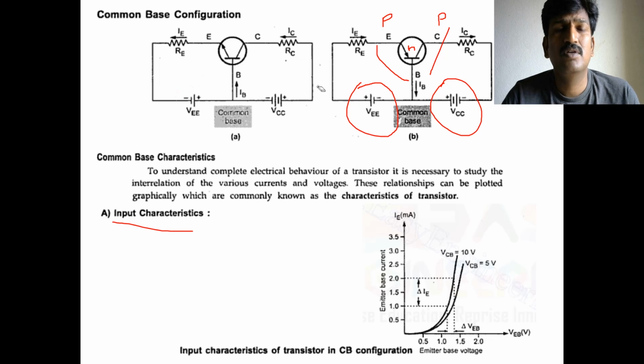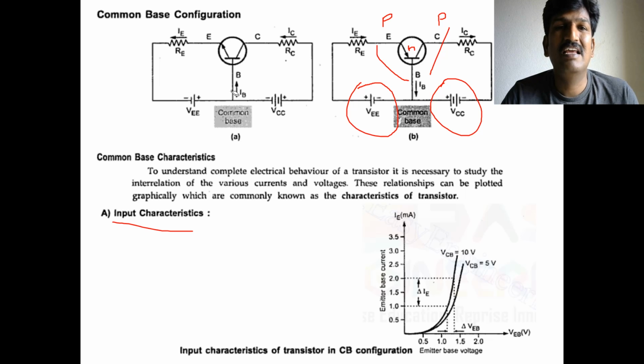Where is the input? The input you are giving is between the emitter and base. The output you are collecting is from the collector and base. When you are working on the input characteristics, you should understand what voltage you are applying between the input terminals, meaning between the emitter and base, and what amount of current is passing through the emitter terminal, that is the input current.